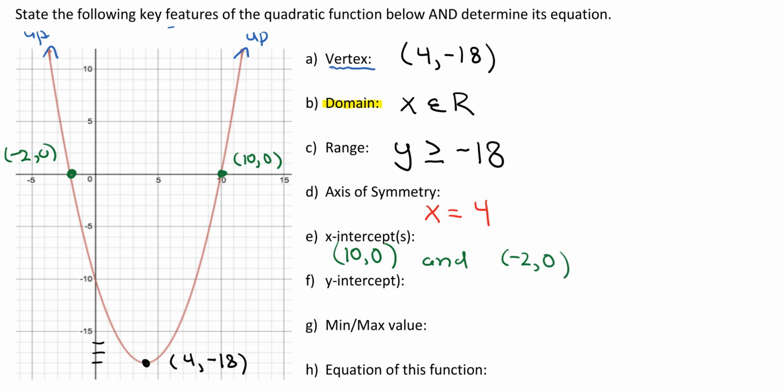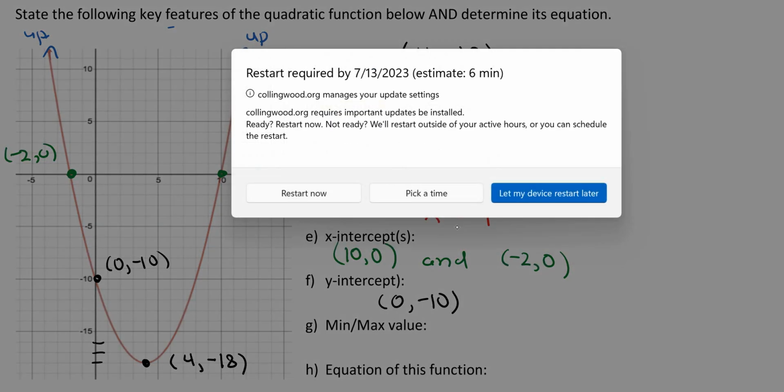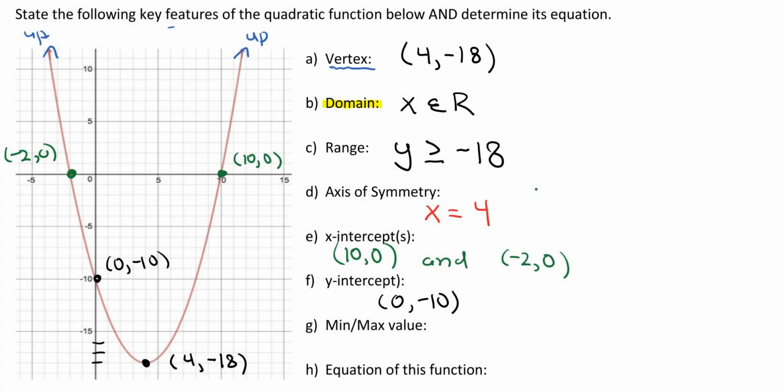The y-intercept, we have one y-intercept over here, which is (0, -10). And since this parabola opens up, we have a minimum value. So the minimum value equals, well, the lowest height that we have, which is -18. And then finally, we need to find the equation of this particular parabola here.